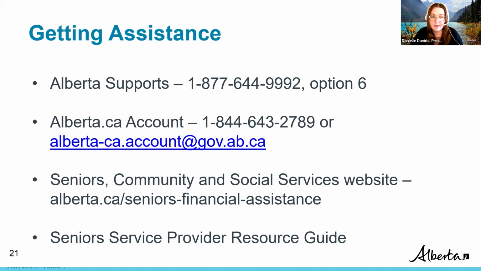If someone is signing up for that Alberta.ca verified account for the first time, and you need assistance with that portion of it, so that's the account you would sign up with to access not only the Seniors Financial Assistance online application, but also My Health Records and things like that, there's a separate number for assistance with creating that account. So the numbers here, 1-844-643-2789, or they also have a designated email address that you can email and ask questions about Alberta.ca verified accounts.